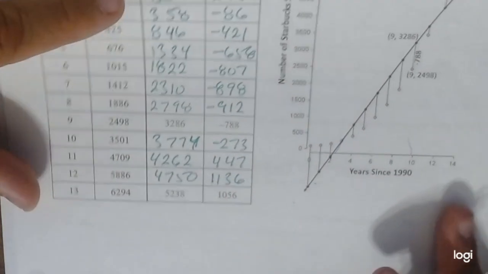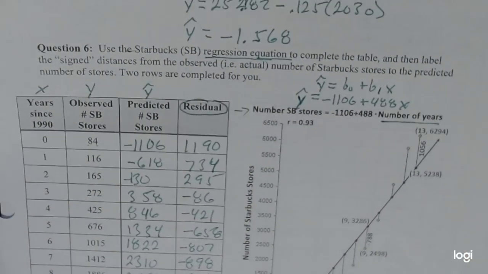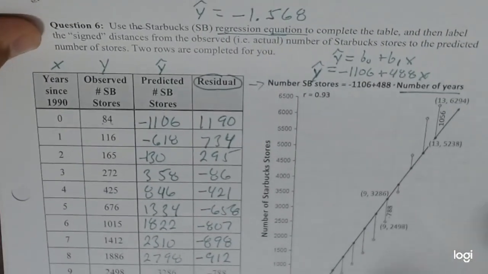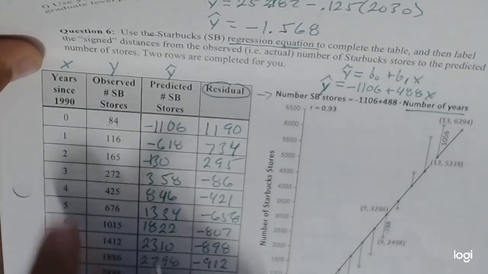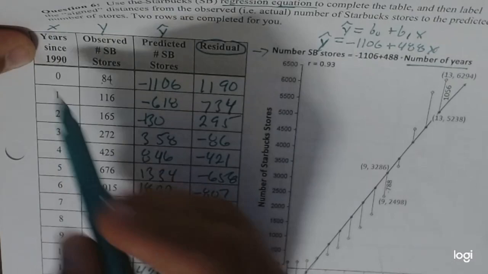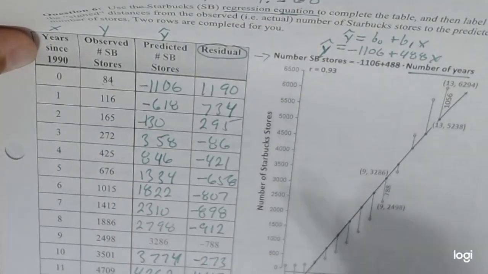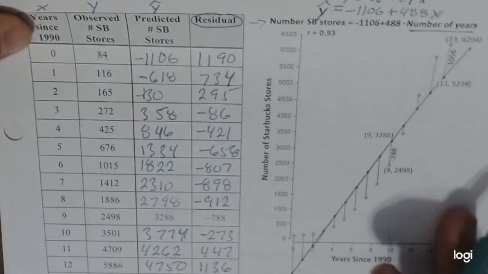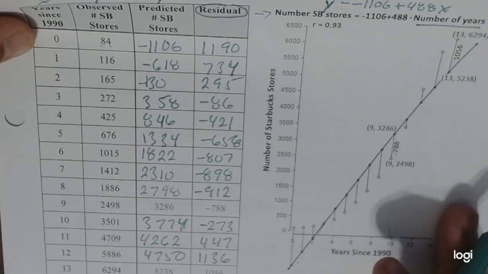Okay? So once we have those, what's the whole point of the residual? For this question, I talked about money before, but I'm going to give you guys a more specific example. This is the number of Starbucks stores, and this is the number of years since 1990. So in 1990, they opened 84, right? And they predicted less. They got a positive, meaning they made good money. They put more stores out there than they expected to happen.